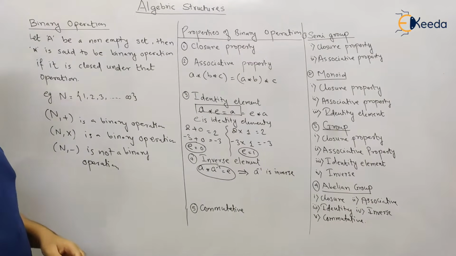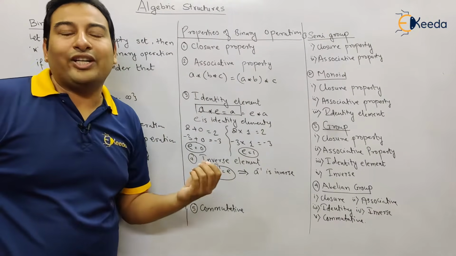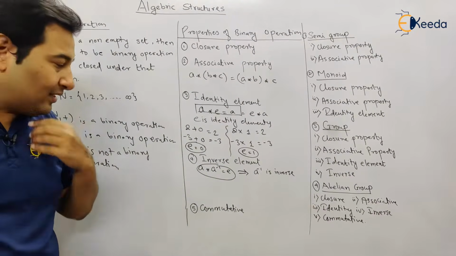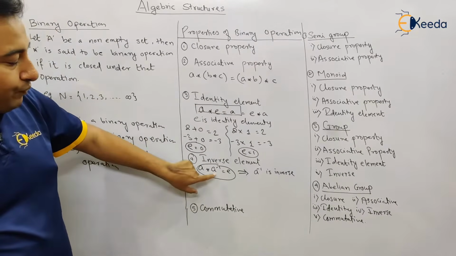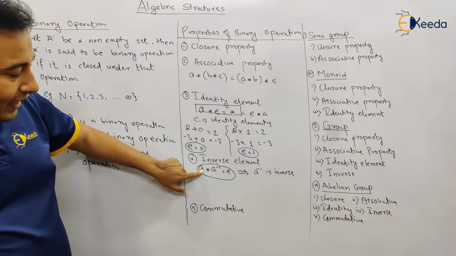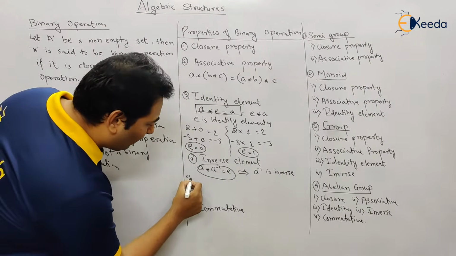Now this is the definition that you need to remember. Likewise, identity, you need to remember the definition. Here also you need to remember the definition. And what the definition says, A star A inverse equal to E. That means here it should be A and here should be your identity element. Let me take an example so that it will be clear.